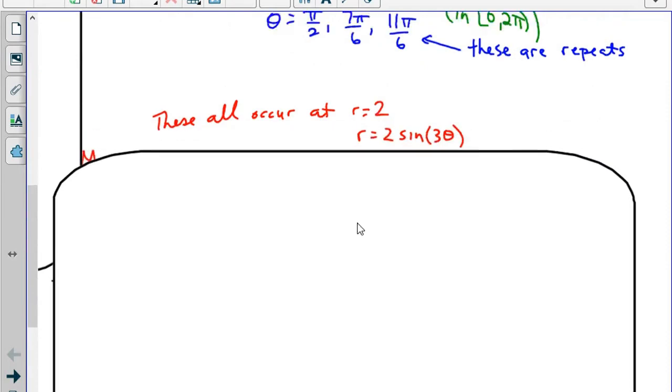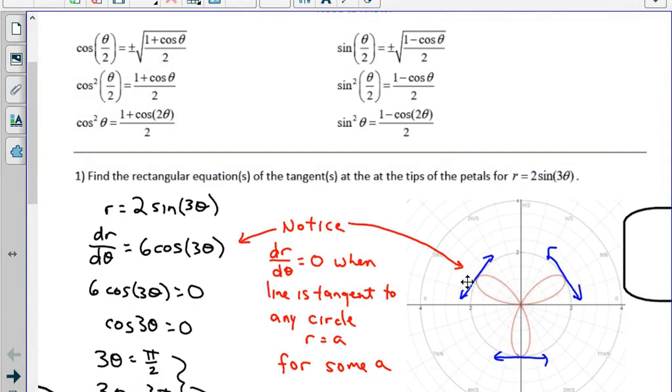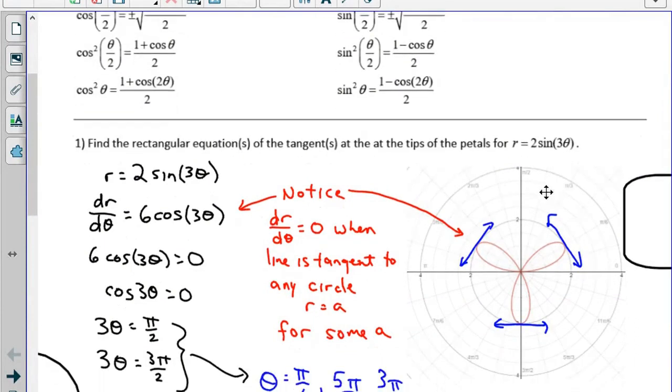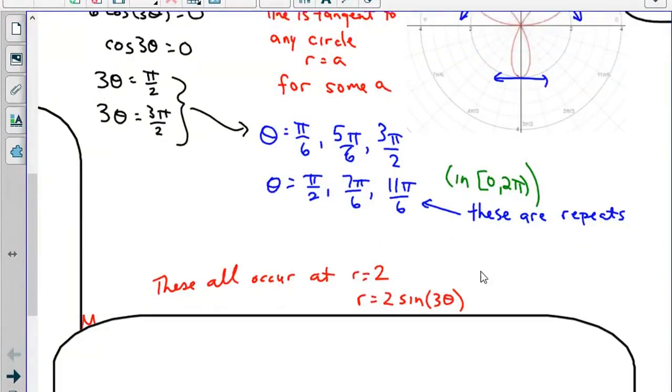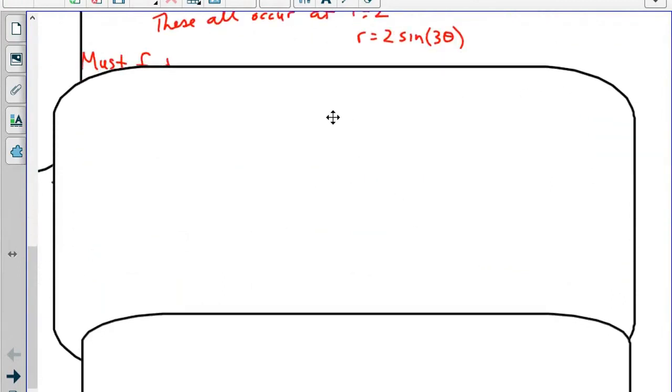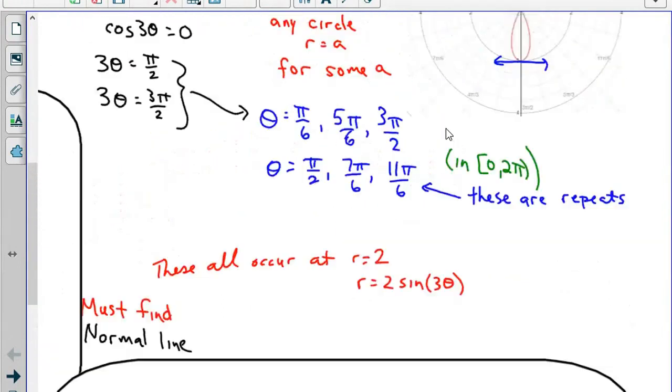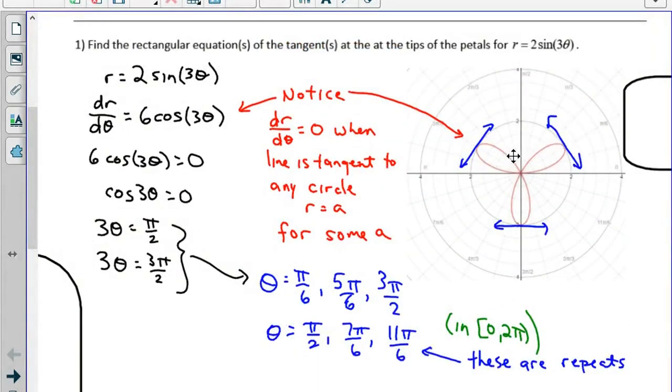So all of these will occur at r equals 2. Notice that that's true about the graph, and that makes sense because all of these values of theta make 2 sine of 3 theta, where sine equals 1. So now we must find the normal line. When you think about this, all of these blue lines we have here are normal to the line that goes from the origin. They're normal to r at the petal. That's what we're looking for.